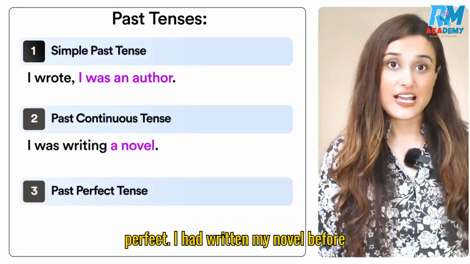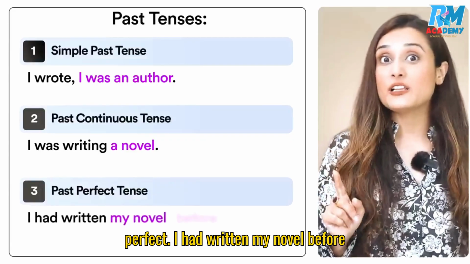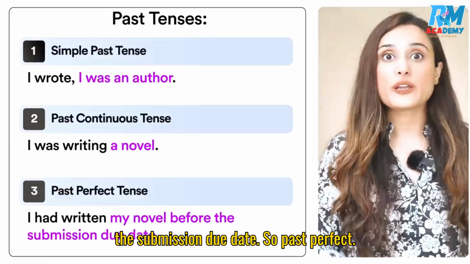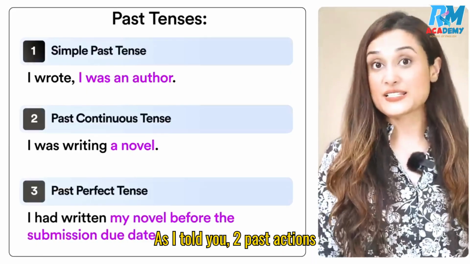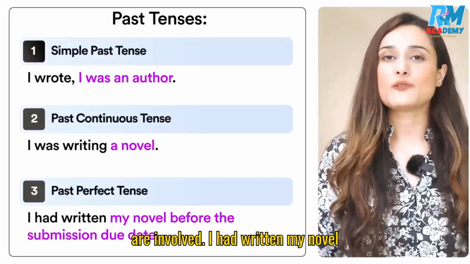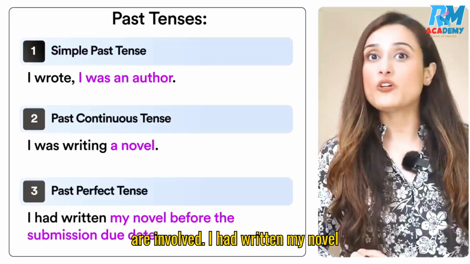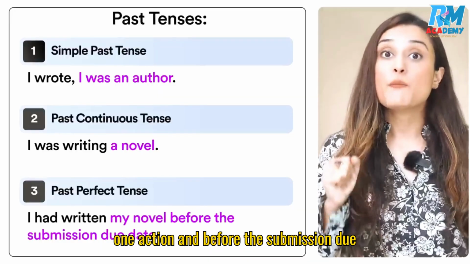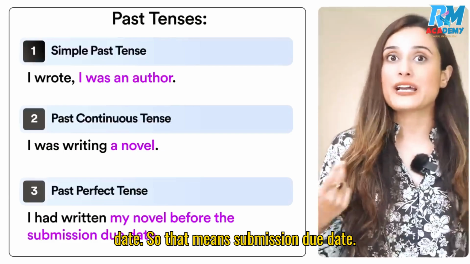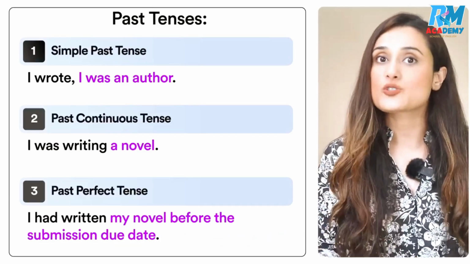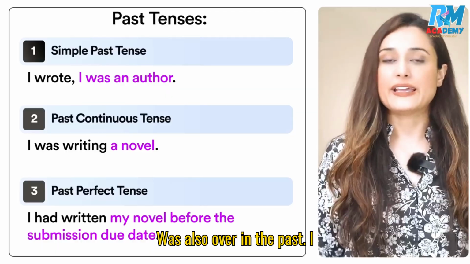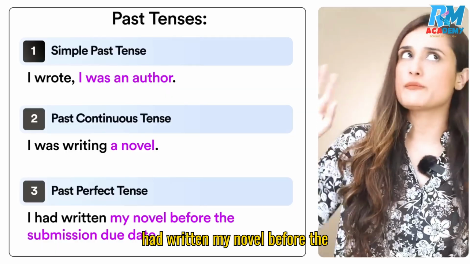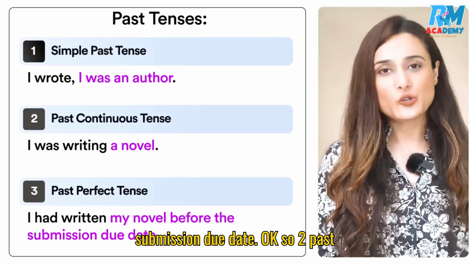Past perfect. I had written my novel before the submission due date. So past perfect, as I told you, involves 2 past actions. I had written my novel, 1 action, and before the submission due date. That means the submission due date was also over in the past. I had written my novel before the submission due date. So 2 past actions.